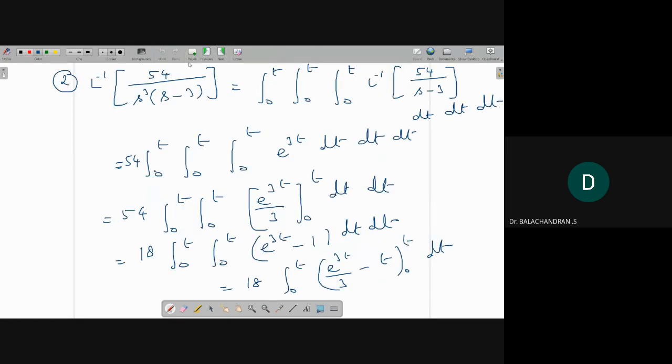Okay, so is there any other method? Sir, we can do partial fractions. Yeah, partial fraction, you are right. That is A by s plus B by s square plus C by s cube plus D by s minus 3. So you can find the values of A, B, C, D. So that is one method. Other than partial fraction, the hint is, this is the hint.